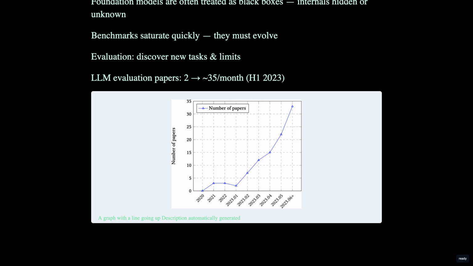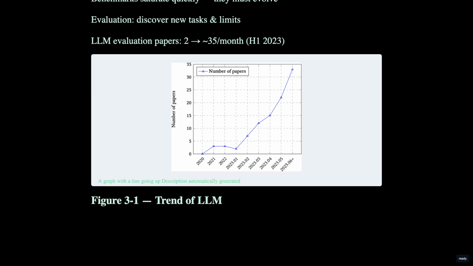Pay attention to the slope. It tells you the rate of change, and to where the line crosses the axis to interpret baseline values. This figure tracks how the number of papers evaluating large language models has changed over time. We'll refer to it to highlight growth patterns and shifts in what researchers test and measure.